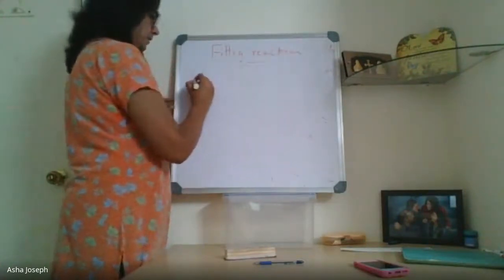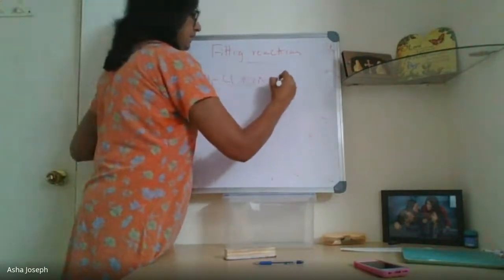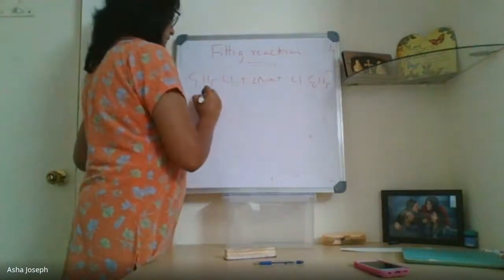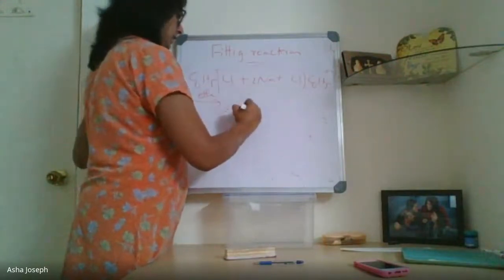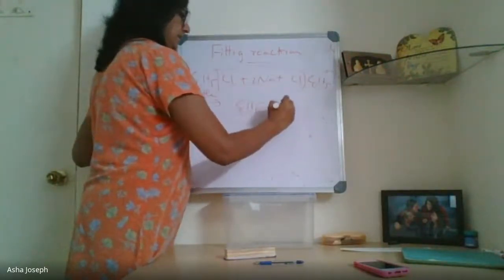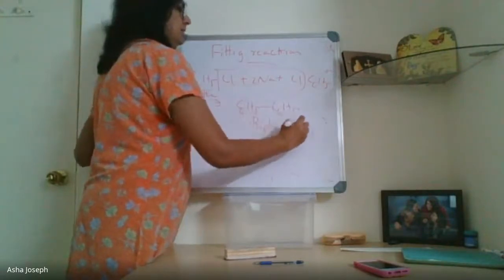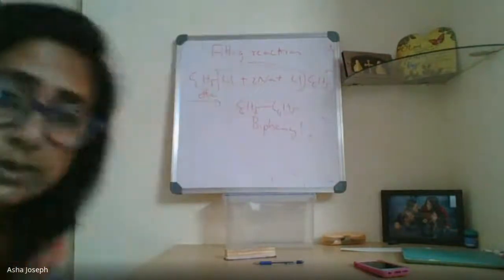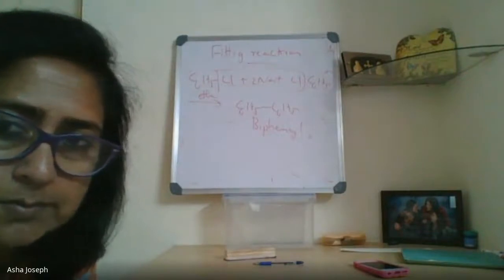Fittig means 2 aryl halides. 2 C6H5Cl with 2Na in the presence of ether, NaCl is eliminated, and you will get biphenyl. So if you take 2 aromatic aryl halides, you will get this compound, biphenyl.